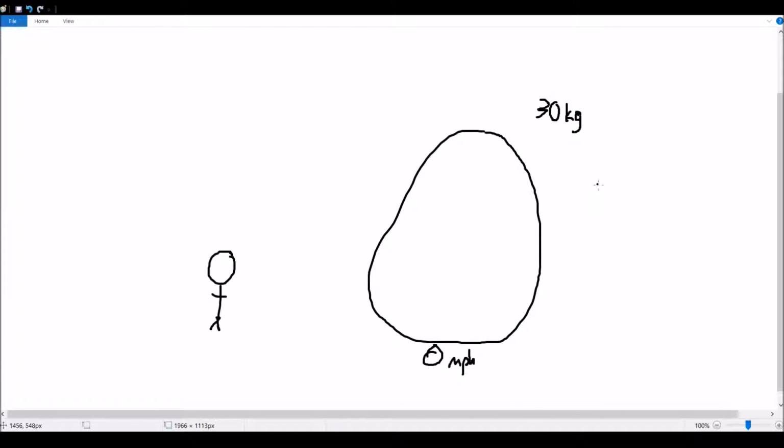Now, if we were to calculate this object's force, we'd do 30 times 0, which would get you 0 newtons of force. Now, thankfully, this rock doesn't have any force. It is stationary. It will not do any damage to him.